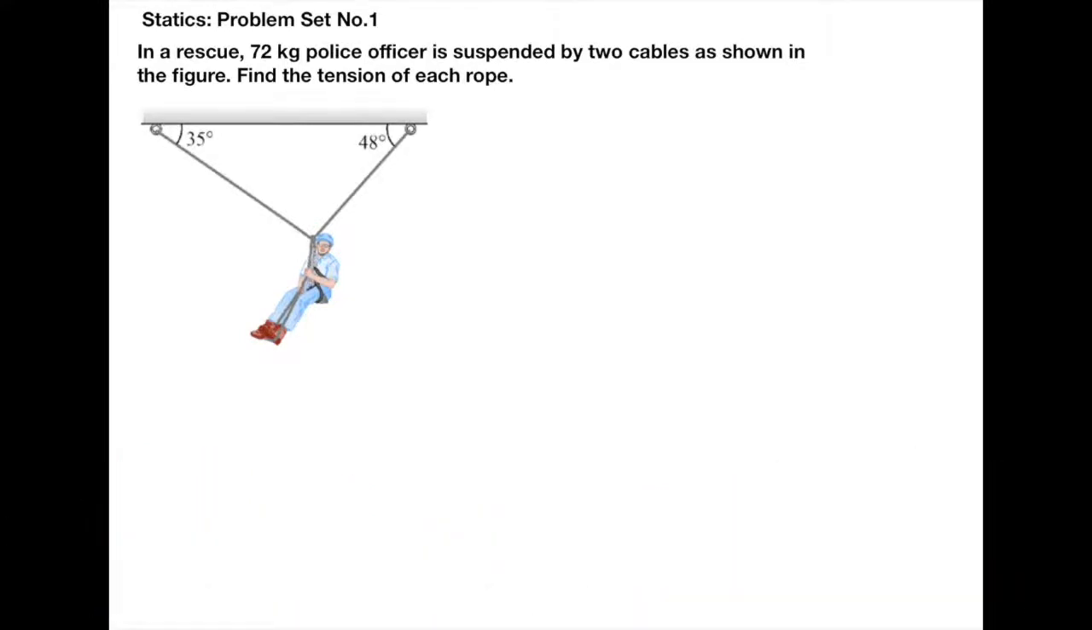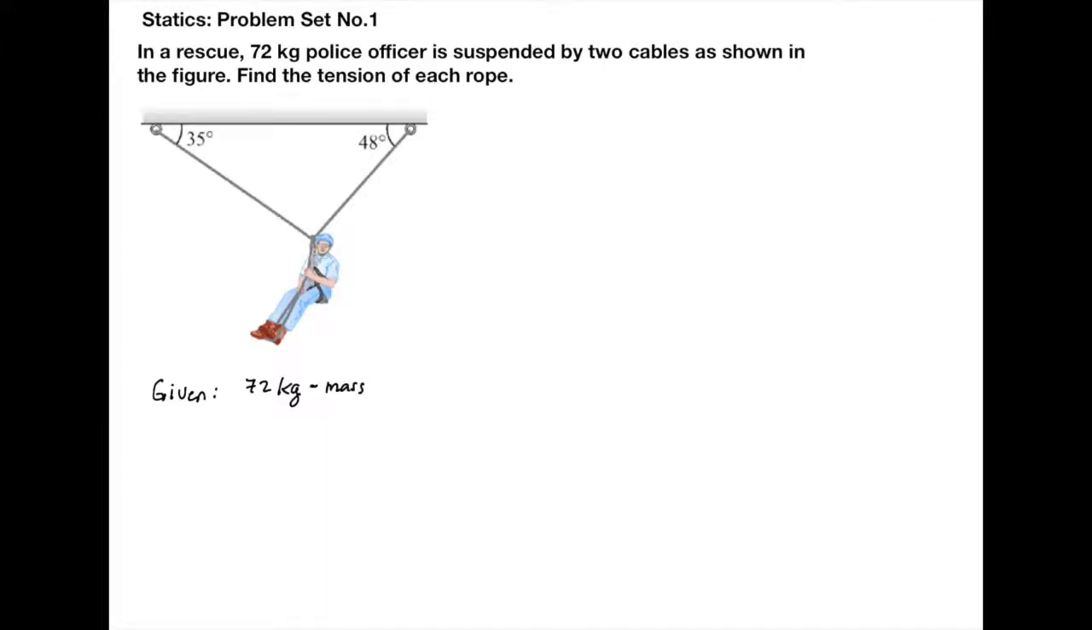Set number 1. In a rescue, a 72-kilogram police officer is suspended by two cables as shown in the figure. We have to find the tension of each rope. The first thing that we need to do is to simply find the given. So our given here, we have the police, which is 72 kilograms, and that 72 kilograms is the mass.